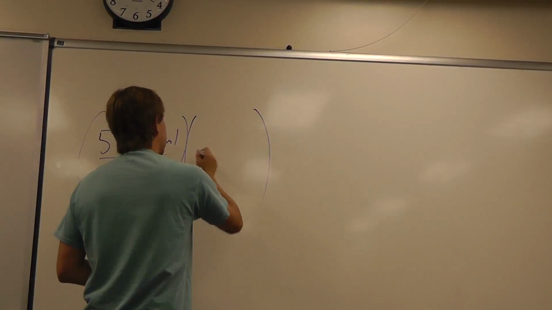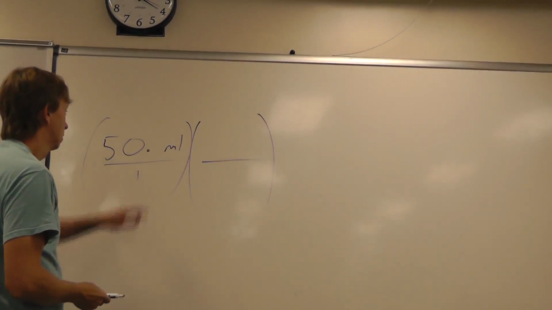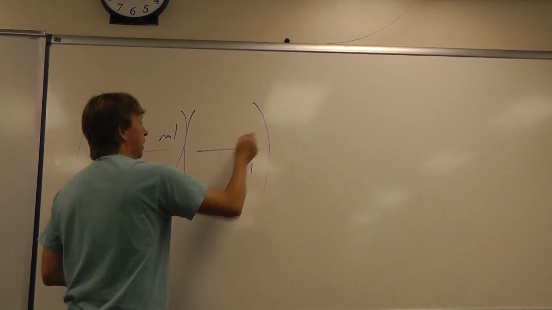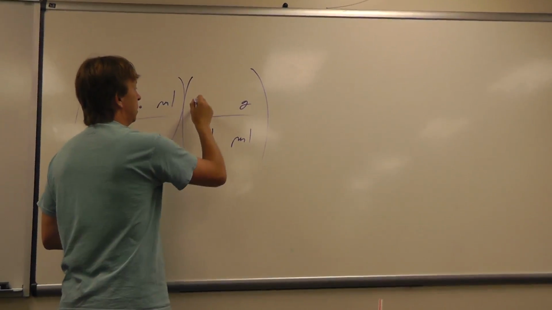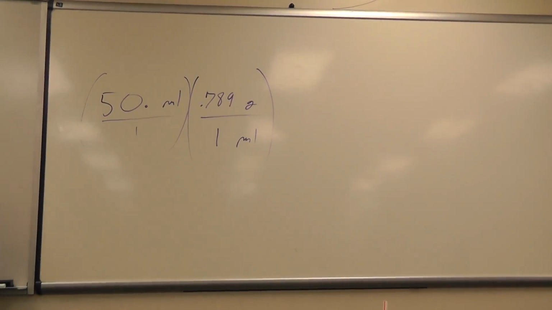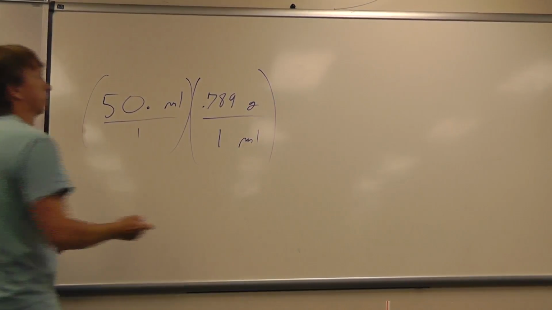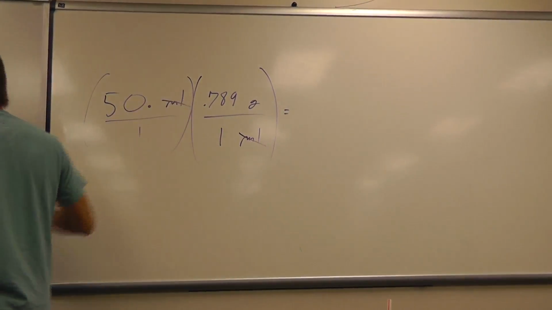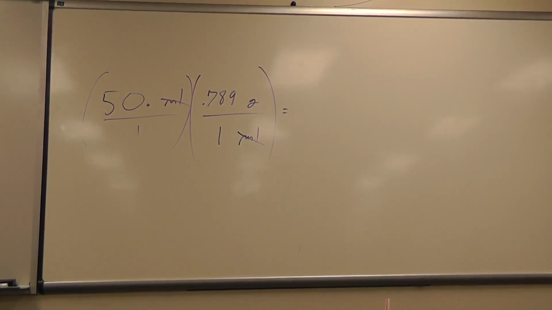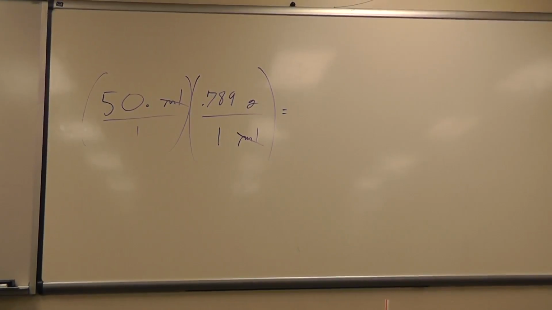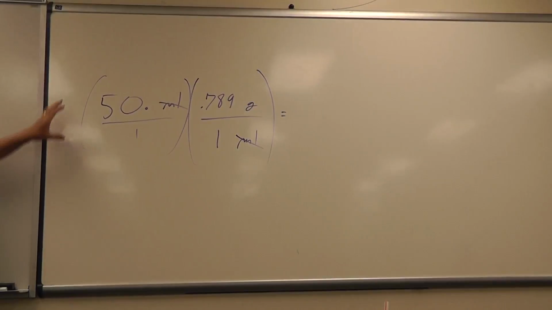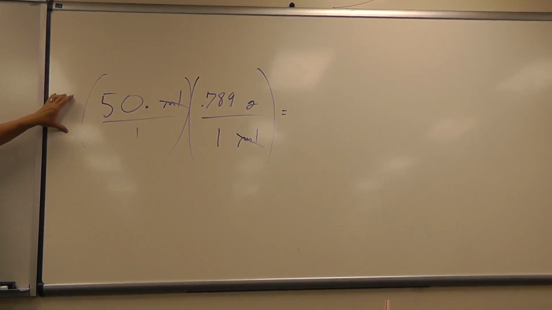Which means when we set this up, milliliters is on top, we're obligated to milliliters on bottom, which puts grams on top. That's 1 milliliter, 0.789 grams, correct? Question on number 8 here.